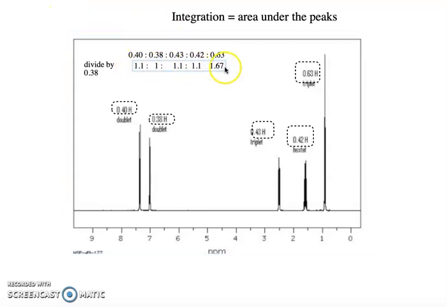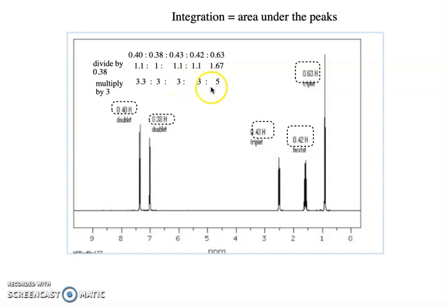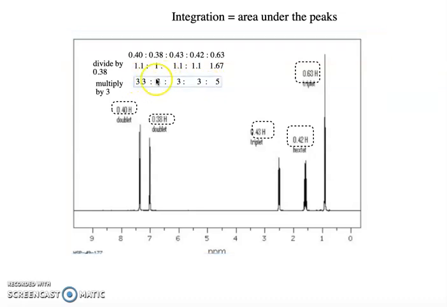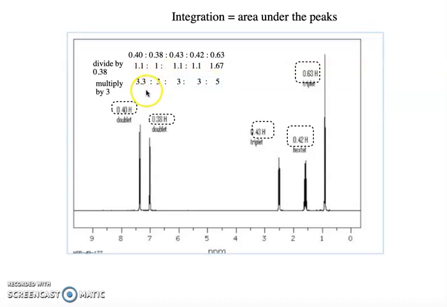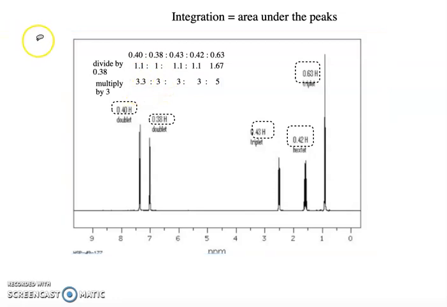I'm going to multiply everything by 3. When I do that, I get 3.3 to 3. This should be 3.3, I typed wrong by mistake. To 3 to 5. And that's acceptable to round these down to 3. So the actual ratio of hydrogens in this molecule is 3 to 3 to 3 to 3 to 5.